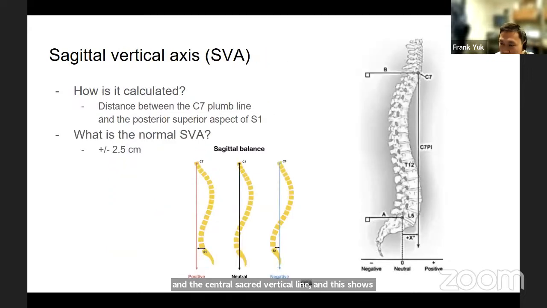The SVA, or the sagittal vertical axis, you drop a plumb line from C7, and then you measure the distance from that plumb line to the posterior superior aspect of S1. And this should be within plus minus 2.5 centimeters, but we'll get to that later.